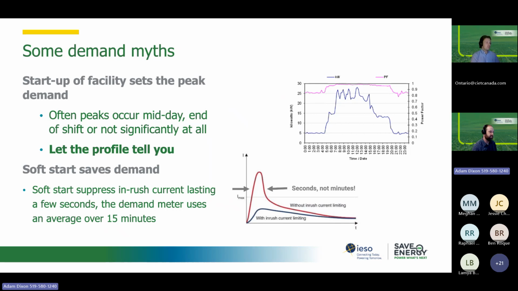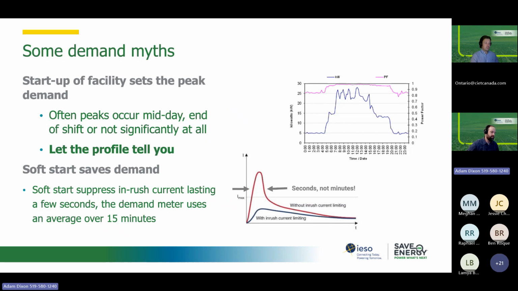So the rule is not to assume it's going to happen at a certain time, it is to let the profile speak to you. You can see your profiles on your local LDC site. Most customers will be able to do that. You can download the data or see a demand profile right in there, and you can usually see up until yesterday. So you can use that to go back in time and maybe predict when your peak may be happening and maybe shift that. It can happen at startup, though.